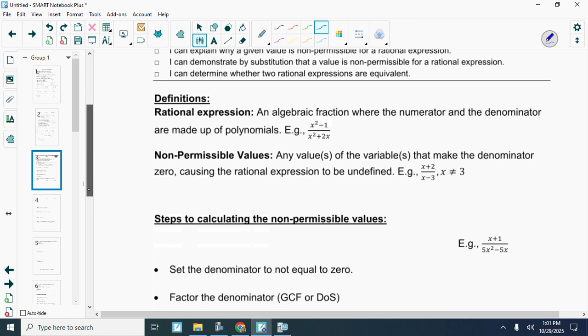So we're going to talk about equivalent expressions, and then something called a non-permissible value. The reason we have those is because here's our definition. A rational expression is just an algebraic fraction. We have something with a numerator and a denominator, and we've added some variables to it. Here's an example, with an expression on the numerator and on the denominator.